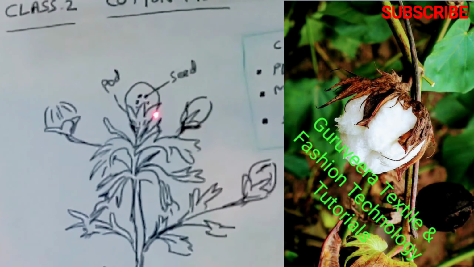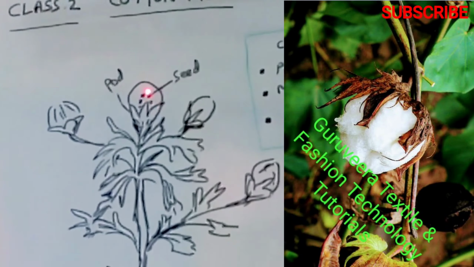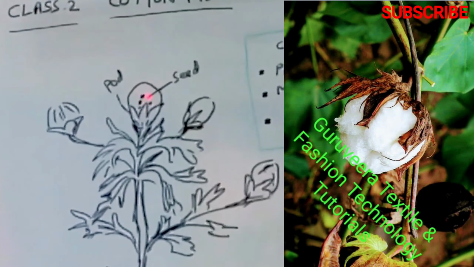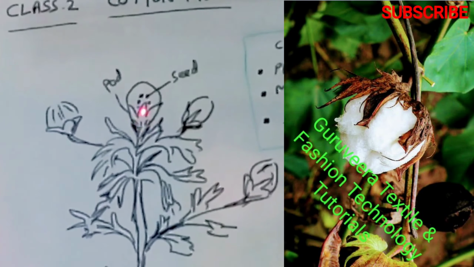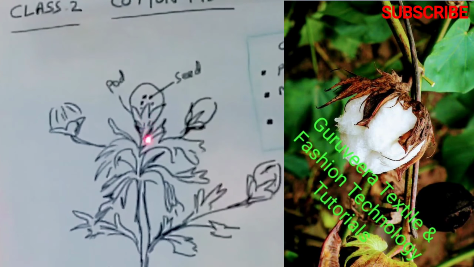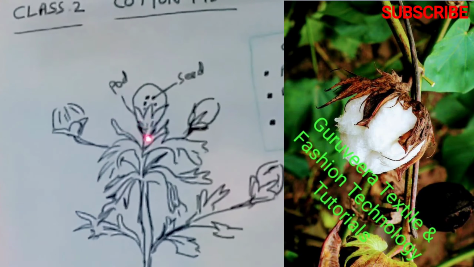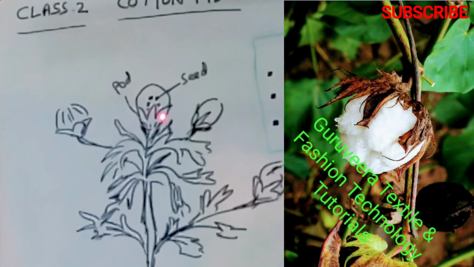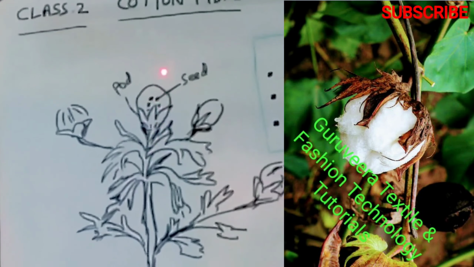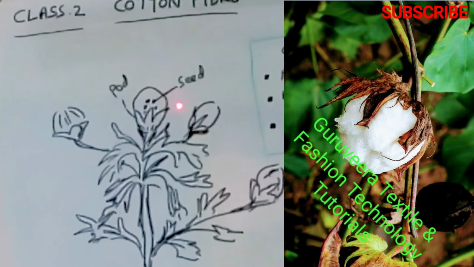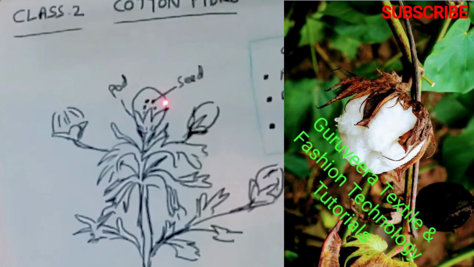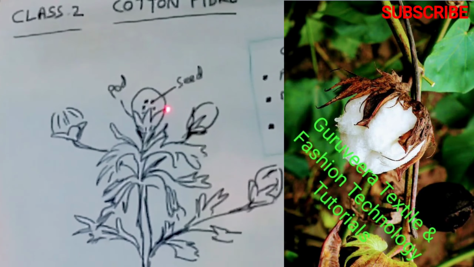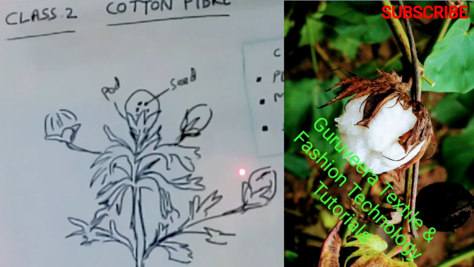This raw cotton is not only a mixture of seed and fiber, but also contains foreign impurities, unwanted materials like husk, dried leaves, dried flower parts, dust and dirt, unwanted stains and other things. The total foreign material is included in this raw cotton. This raw cotton is taken to the ginning process.